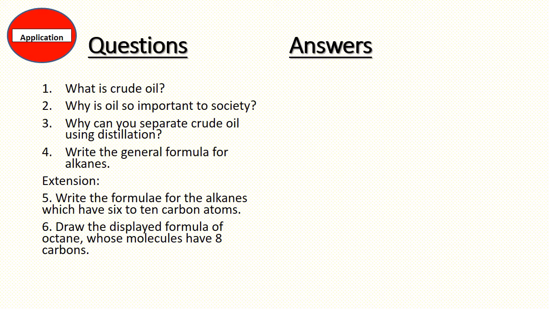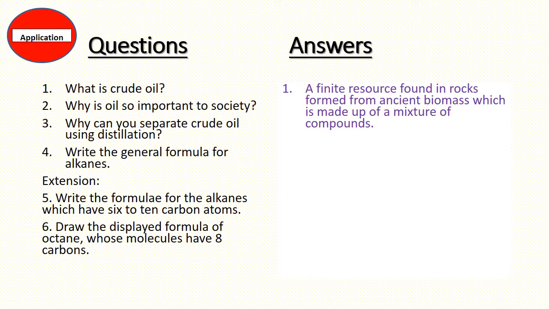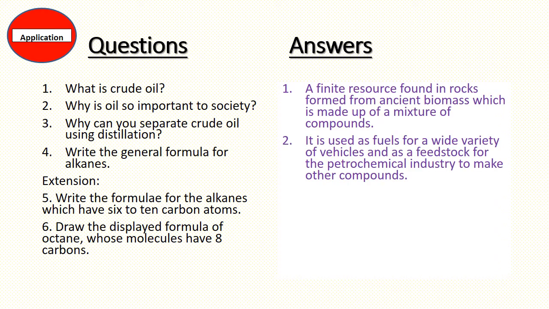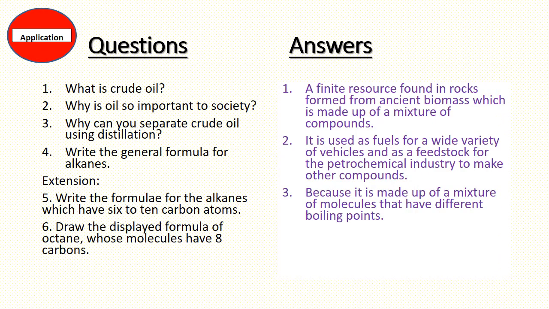So there are a number of questions here for you to consider first of all. So pause the video at this point, answer these questions, and then we'll go through the answers. So what is crude oil? Crude oil is a finite resource found in rocks formed from ancient biomass, which is made up of a mixture of compounds or hydrocarbons. Oil is so important to society because it's used as fuels and as a feedstock for the petrochemical industry. We can separate crude oil using distillation because it's a mixture of different molecules and they all have different boiling points, so we can use that property to separate them. And the general formula for an alkane is CnH2n+2.